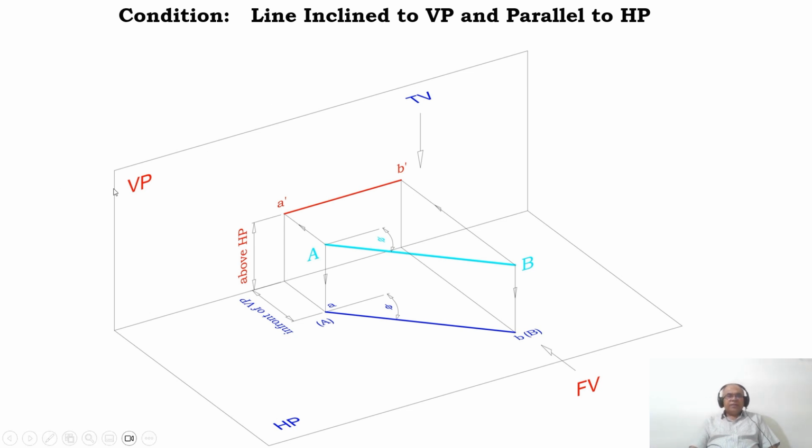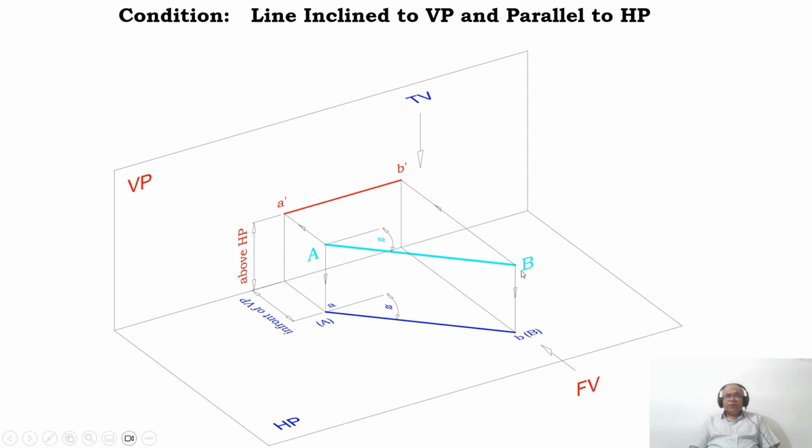Which is the vertical plane? The vertical plane is here. Perpendicular to the vertical plane means I should look from the front view. When I look from the front view, the 2 endpoints of the line, from here to capital A and from here to capital B, are both equidistant from the horizontal plane. Suppose the distance from here to here is 50 mm, then from here to here it is also 50 mm. Therefore, the line is parallel to HP.